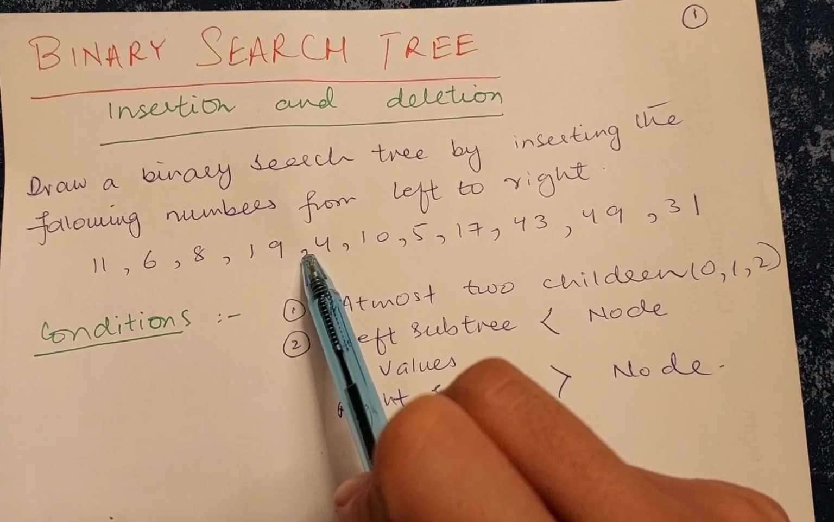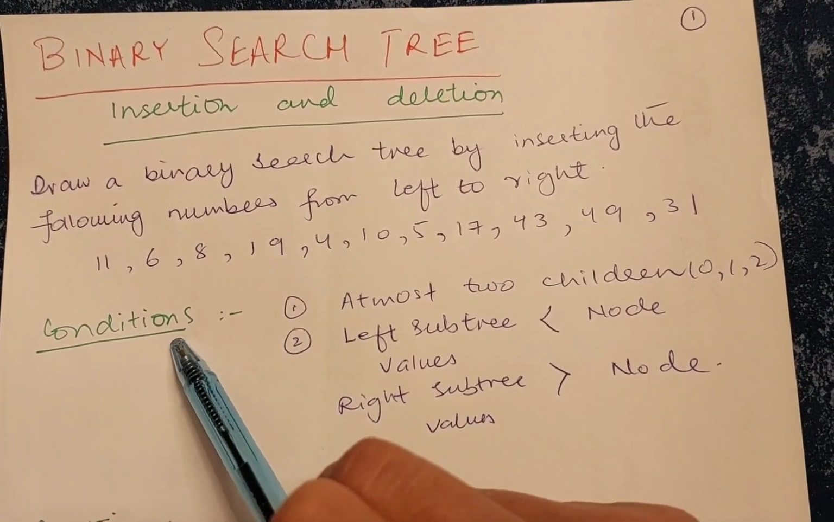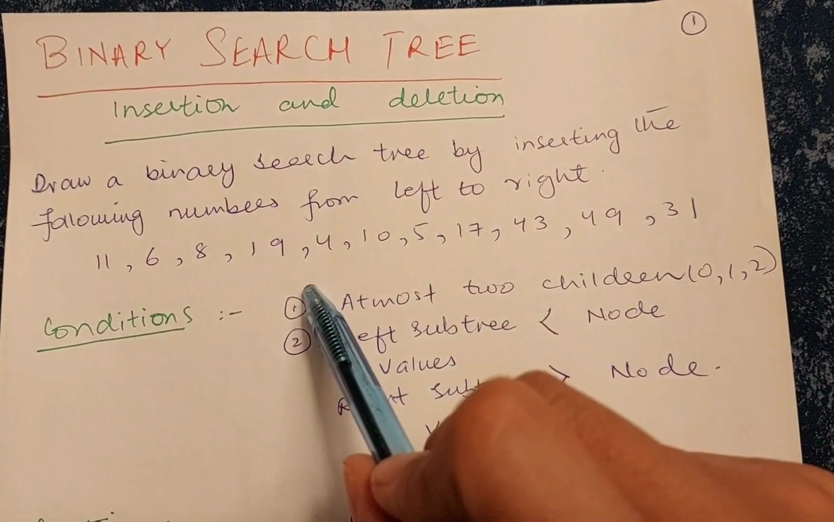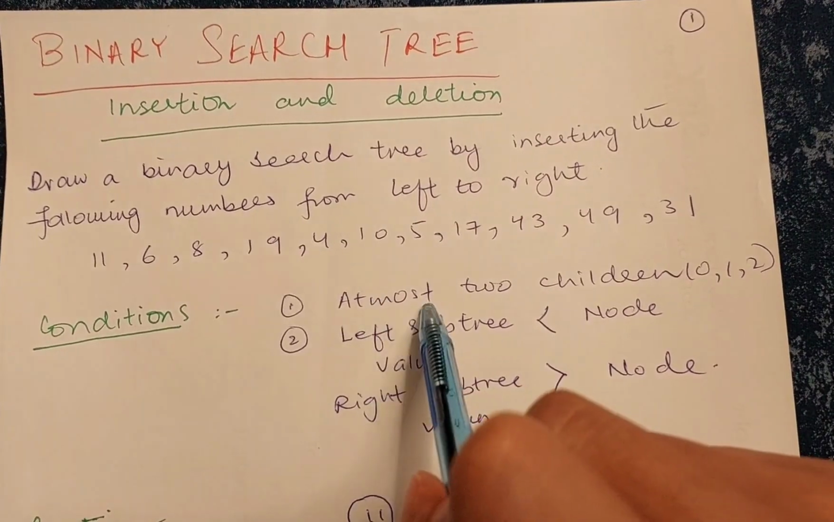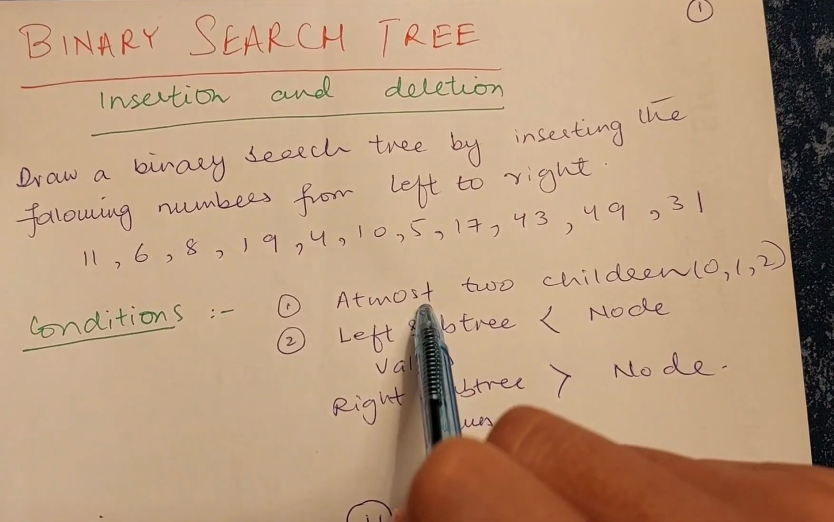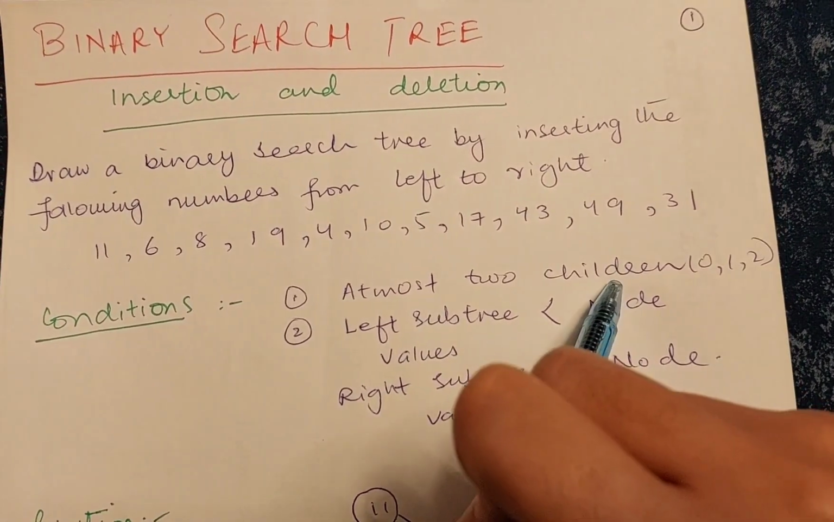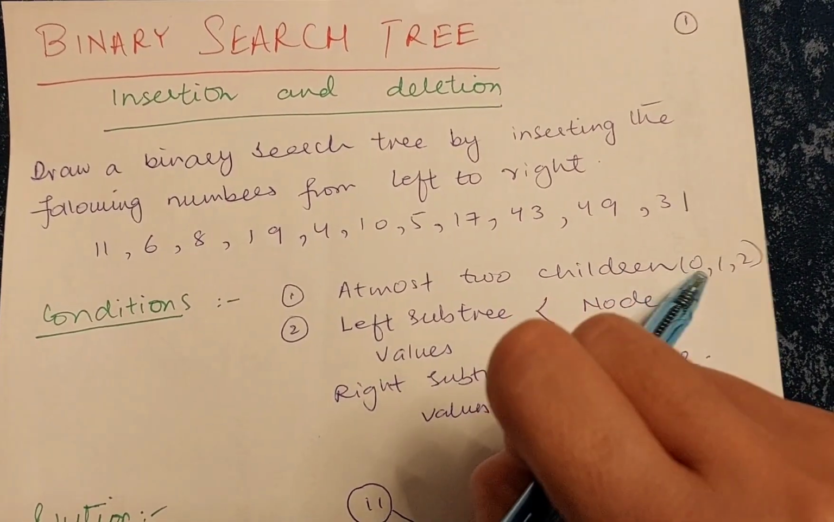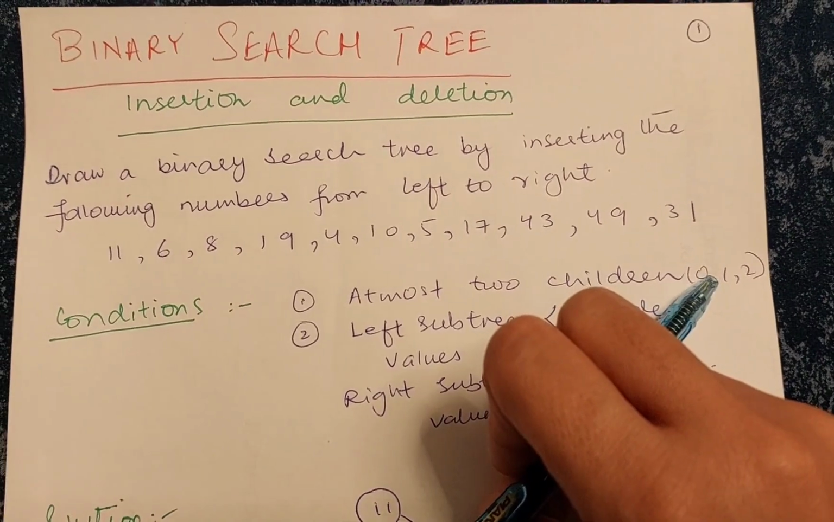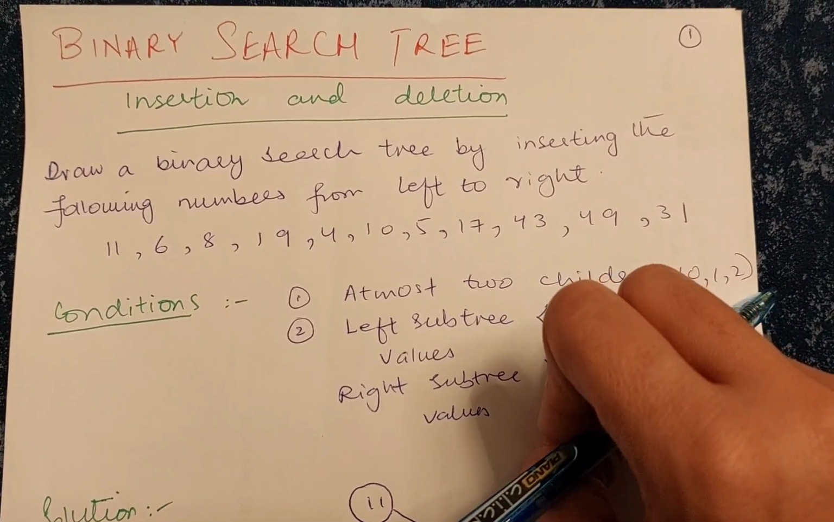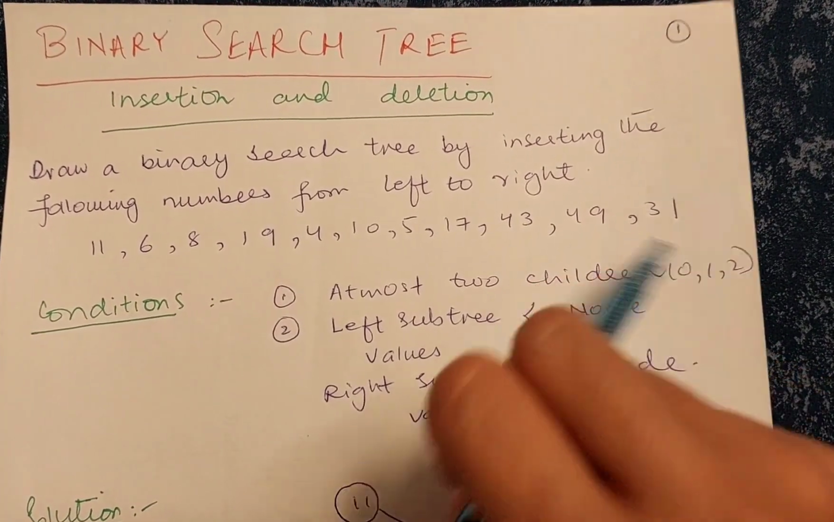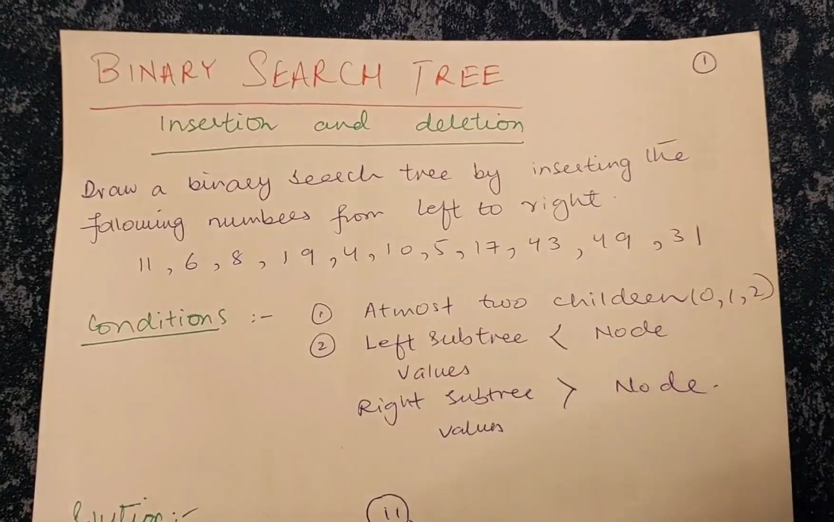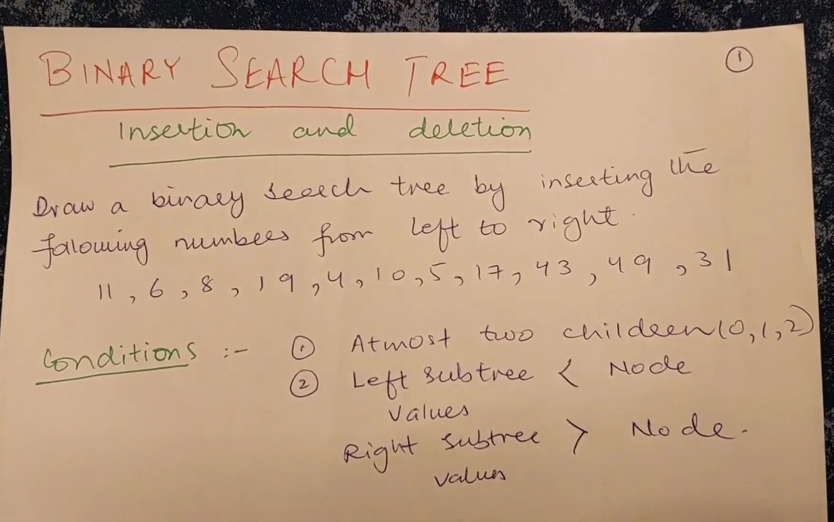Okay, so the conditions whenever we are dealing with a binary search tree: number one is that the binary tree has at most two children. So a binary tree can have zero children, it can have one child, and it can have two children, but it cannot have more than two children. This is the first and foremost condition whenever you are making a binary tree.